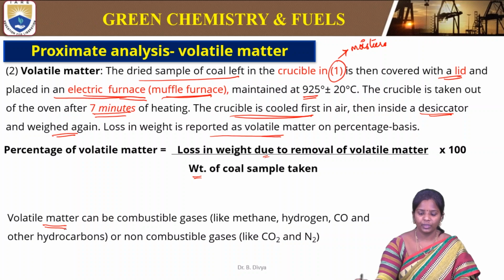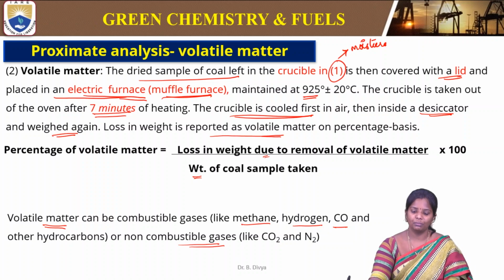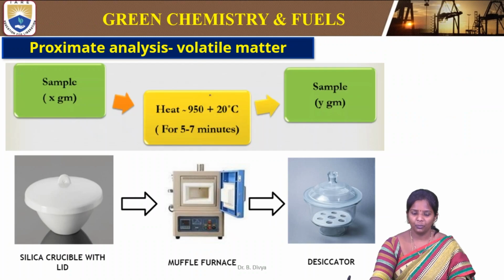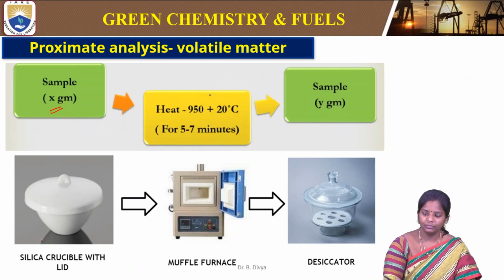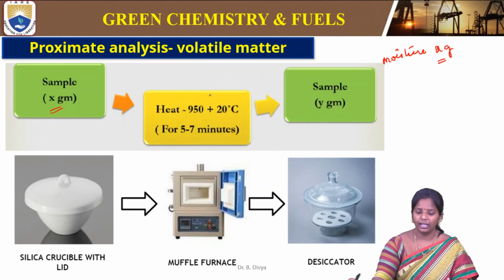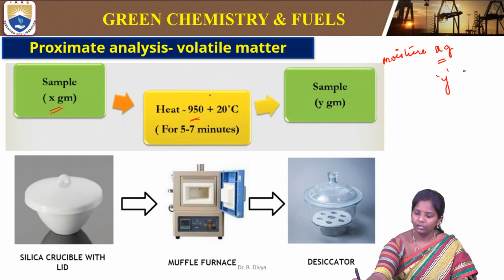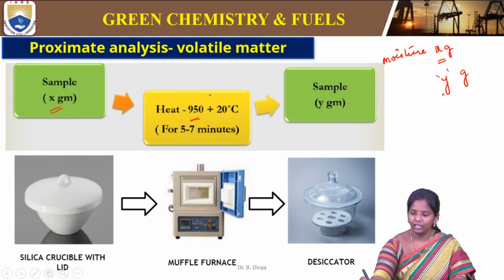This volatile matter can be combustible gases like methane, hydrogen, carbon monoxide and other hydrocarbons, or non-combustible gases like carbon dioxide and nitrogen. All these will be removed as volatile matter. So what we are doing exactly is taking X gram of sample, for example what remains after the moisture step. That X gram of sample is heated at 950 degrees centigrade for 5 to 7 minutes, and the sample becomes Y grams after heating.